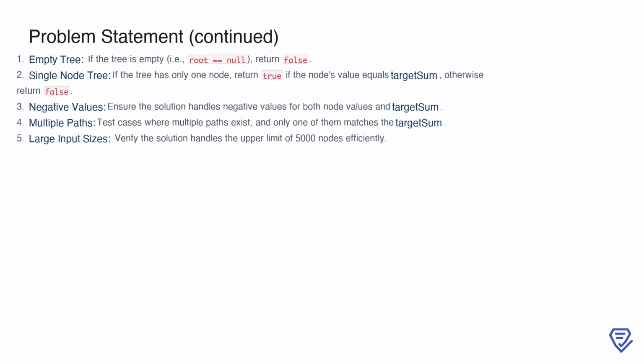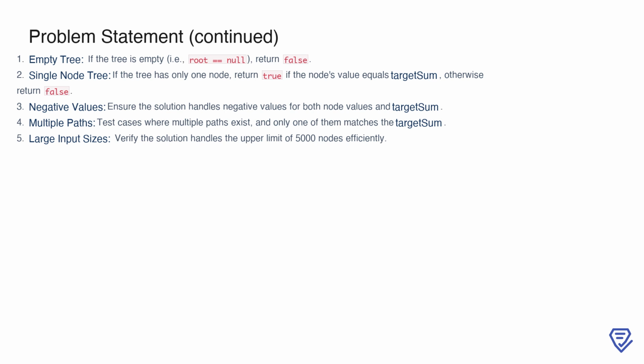Finally, let's discuss some important edge cases and constraints for this problem. First, if the tree is empty, the output should always be false since there are no paths. For a single node tree, the solution should check if the node value equals the target sum. If it does, return true, otherwise false.